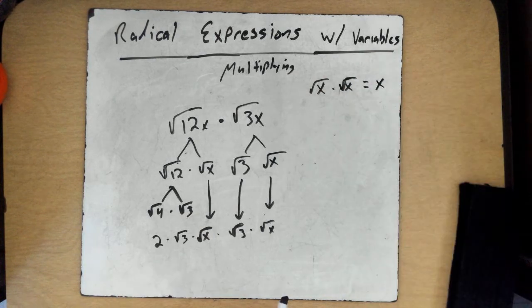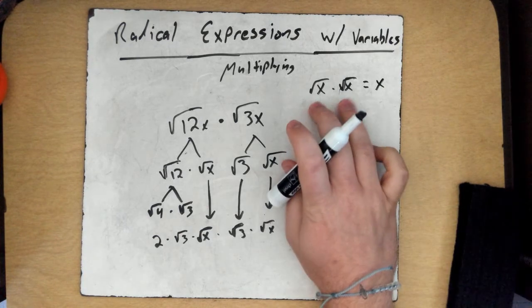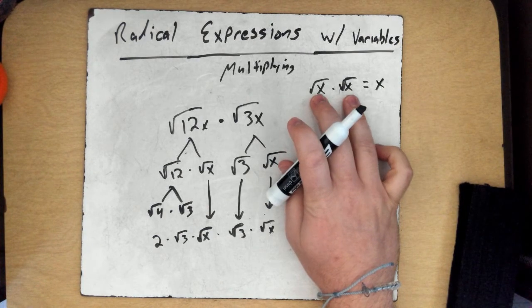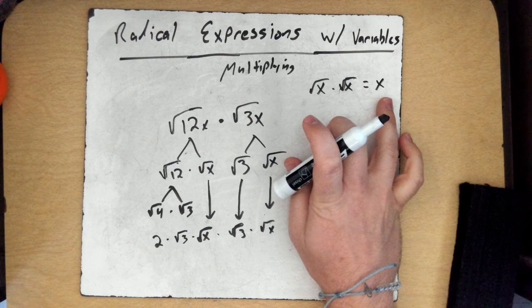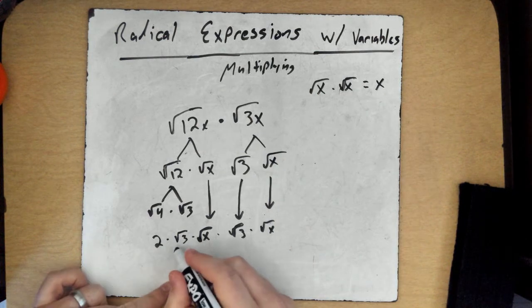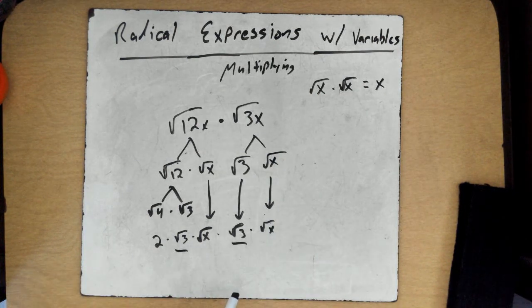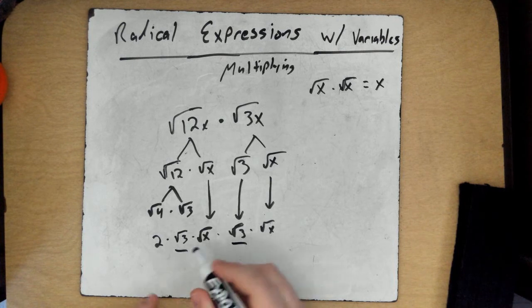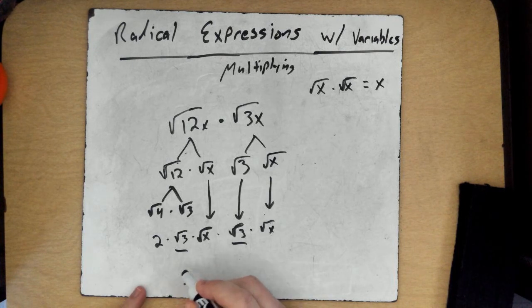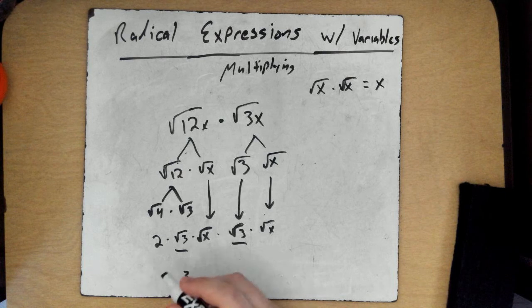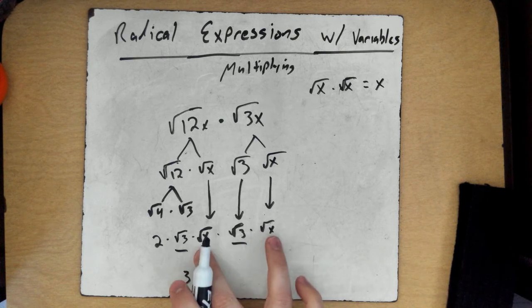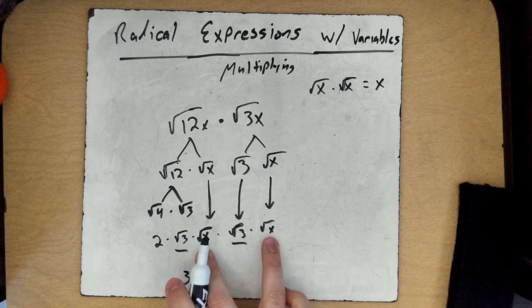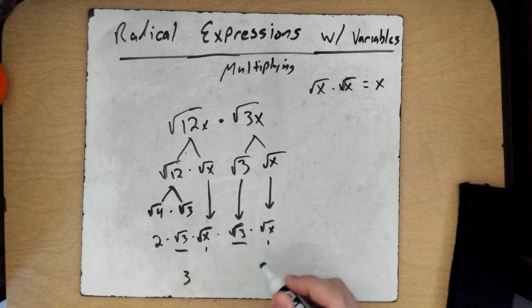To kind of remind you, okay? The same numbers or letters with square roots equal that number without one, okay? So right here we have square root of 3, square root of 3. So we know that cancels out to just 3. And we know we have x and x, right? Square root of x, square root of x. So we know that does cancel out to just x.